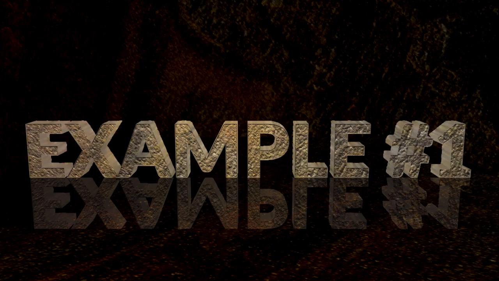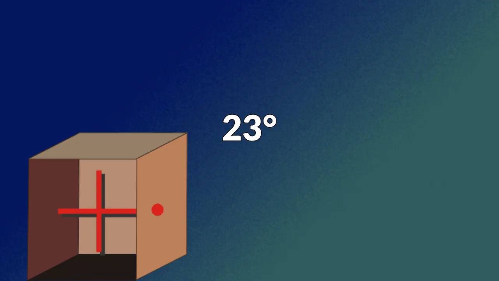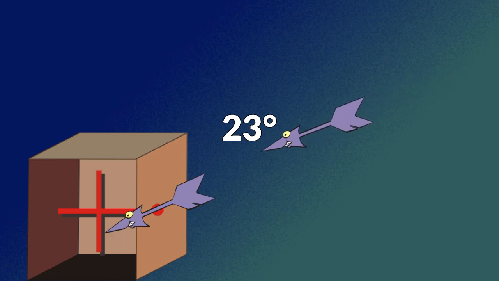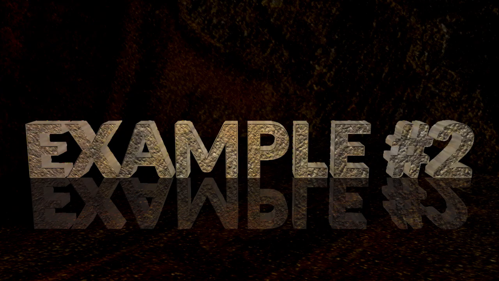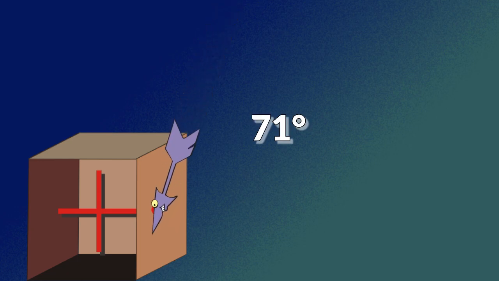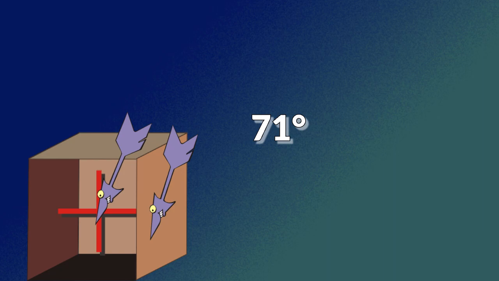Let's take a look at the 2 scenarios I discussed above. Example 1 is very similar to the 30-degree shot previously seen. The angle is closer to 23 degrees. The second shot goes through the vitals. Example 2. This one's the most severe angle. It's close to 71 degrees. This is what it looks like if you adjust your shot.